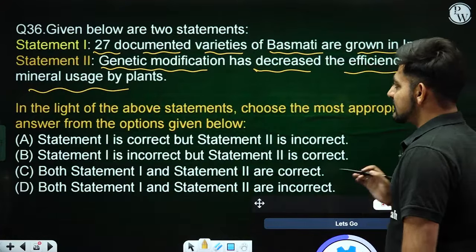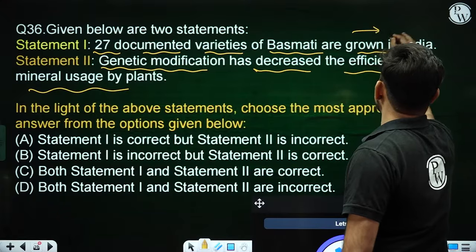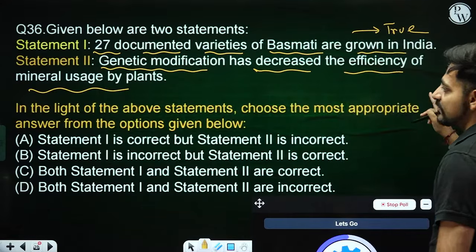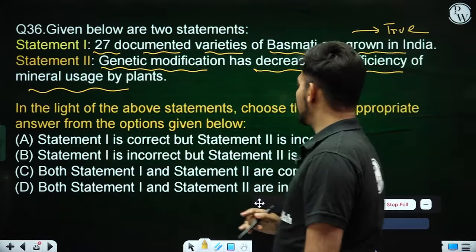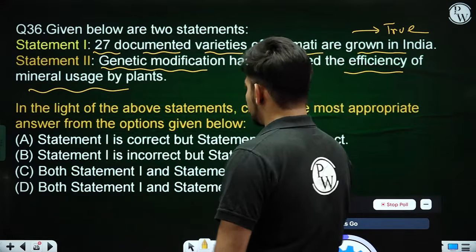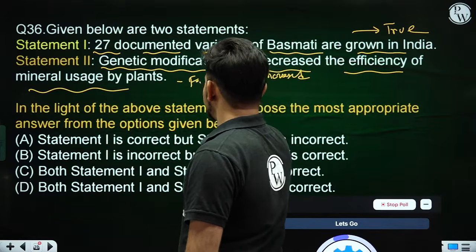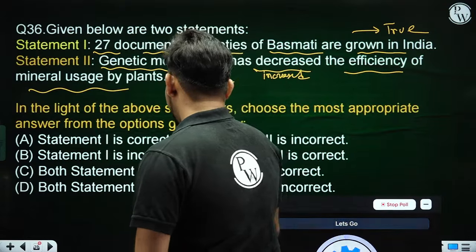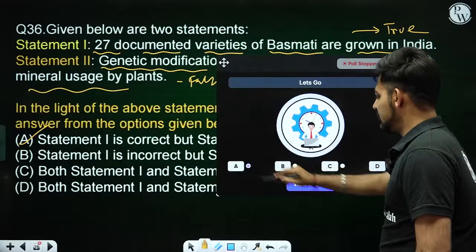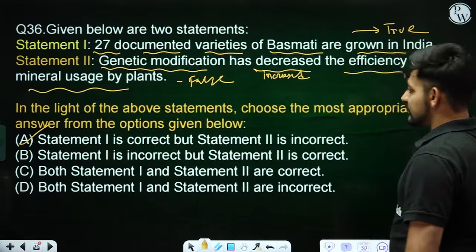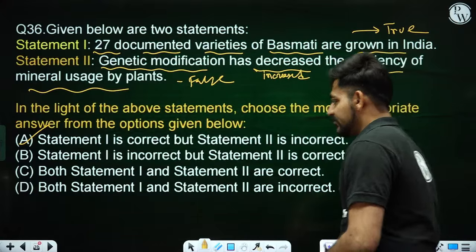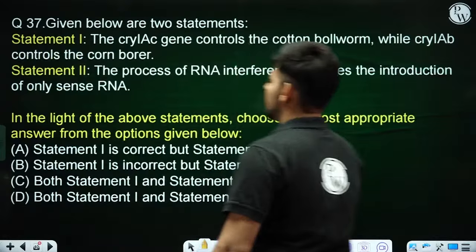So, yes, there are 27 documented varieties of basmati grown in India. That is a true statement. Genetic modification has decreased the efficiency of mineral usage by plants? No, that has increased the efficiency of mineral usage. So statement 2 is false. That's why the answer will be statement 1 is correct, but statement 2 is incorrect. Option A. Yes. And two of you, Ayush and Ritika, got it correct. Moving forward to the next question.